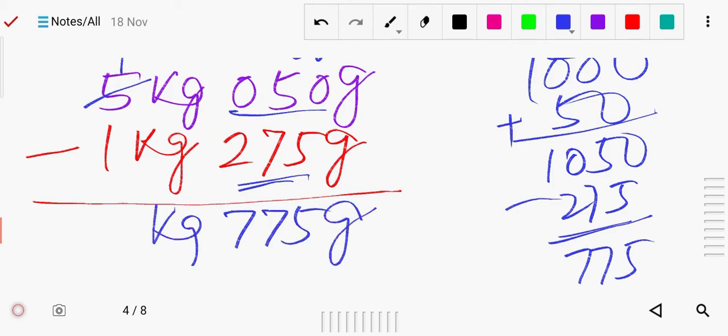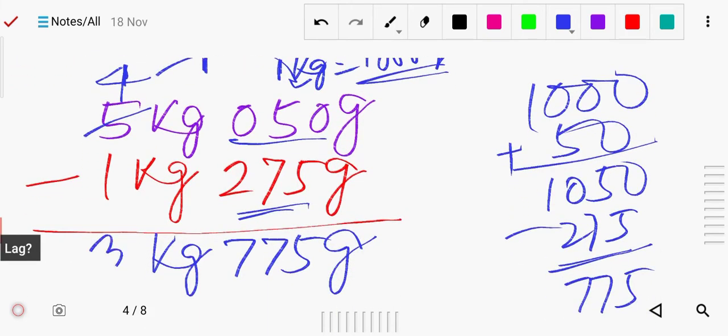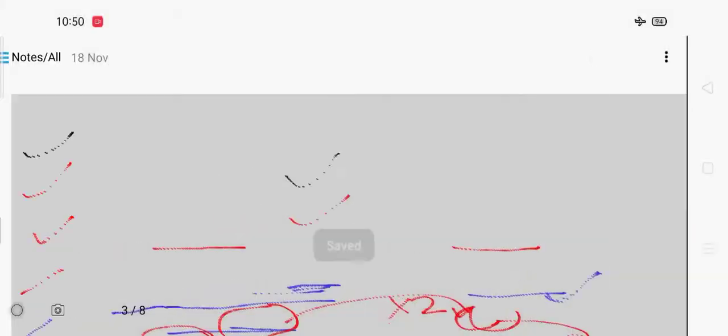On the kg side, 4 is left, so 4 minus 1 is 3. So 3 kg 775 gram is your answer. Okay, now next question.